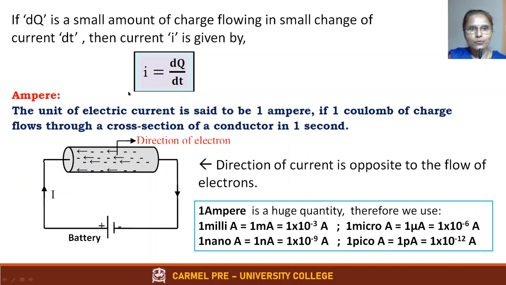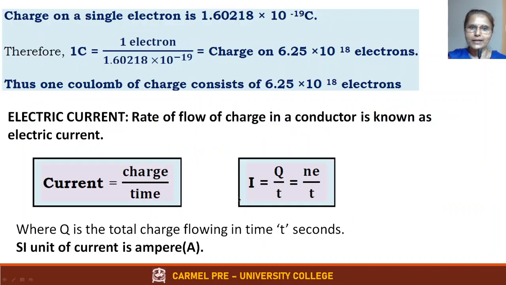So, how to define 1 ampere? The unit of electric current is said to be 1 ampere if 1 coulomb of charge flows through cross section of conductor in 1 second. So, we have I is equal to q by t. If this is 1 coulomb and this is 1 second, then we say I is equal to 1 ampere. So, how to say 1 ampere of current? It is when 1 coulomb of charge flows through cross section of a conductor in 1 second. Then we say current flowing in the conductor is 1 ampere.